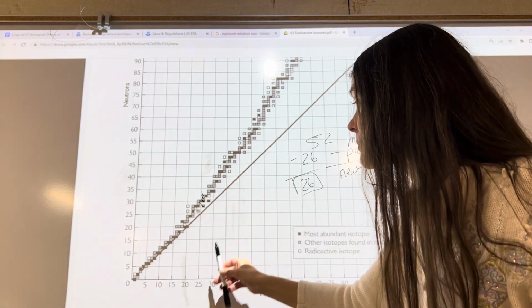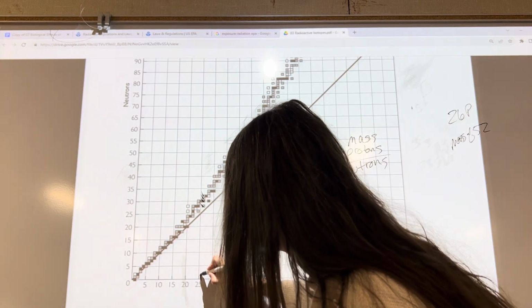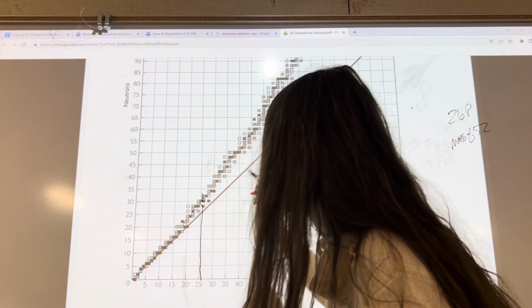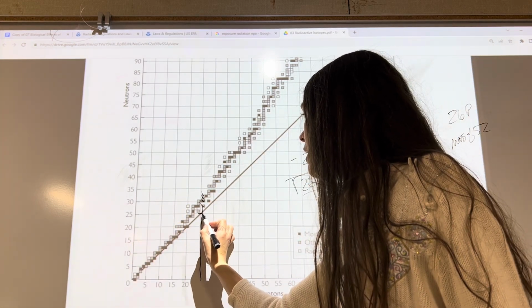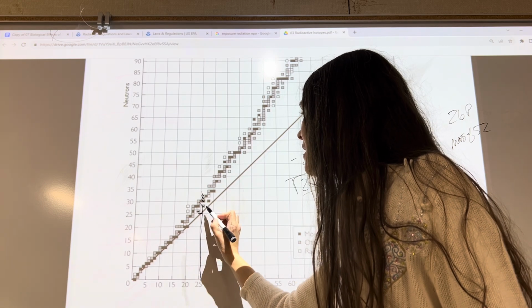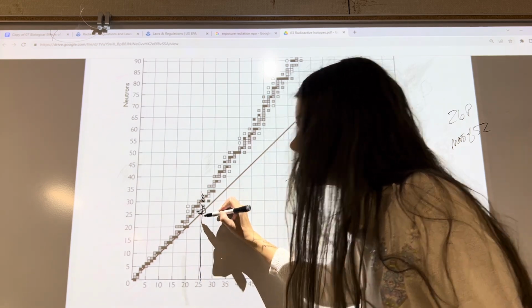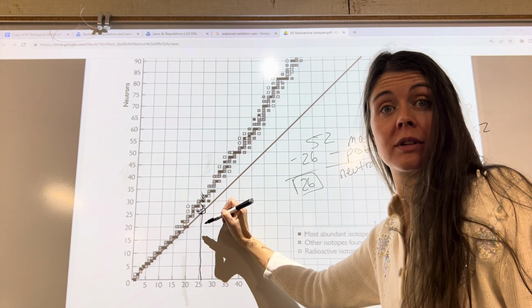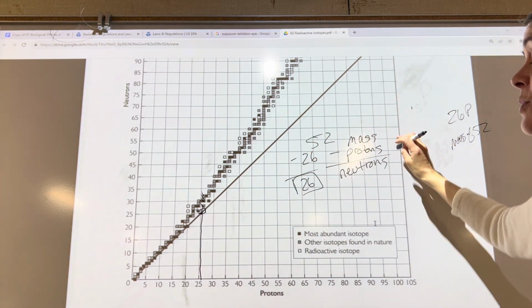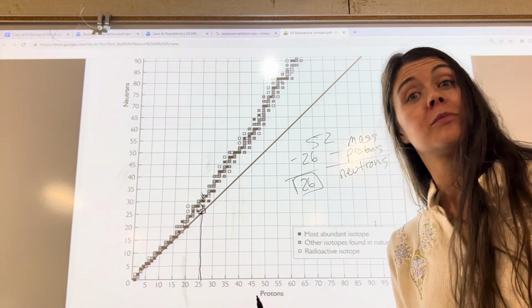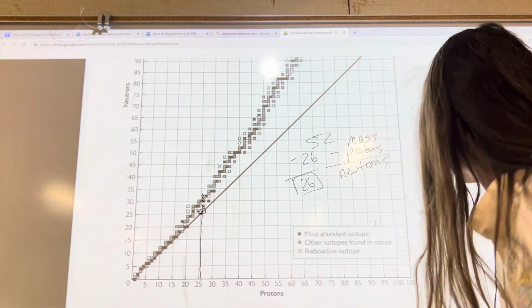You see what I see? This is where 26 is. Here's 25. Here's 26. Is there a box right here? No. Do we expect to find an isotope with a mass of 52 and 26 protons? According to this graph, that isotope does not exist. No.